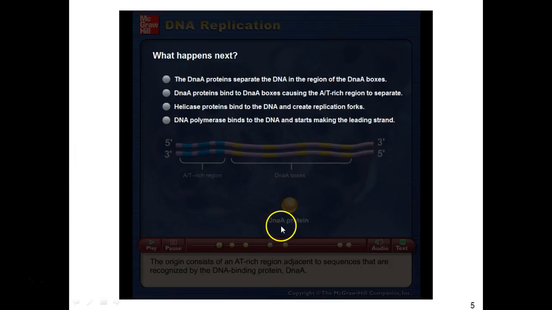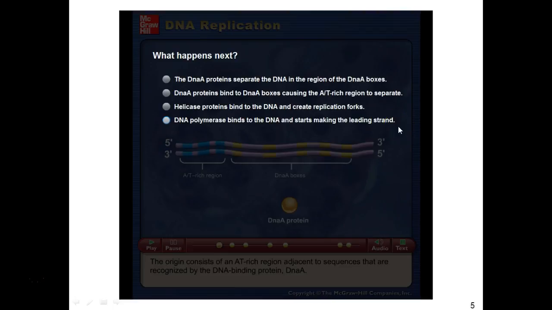We have DnaA protein. Do the DnaA proteins separate the DNA in the region of the DnaA boxes? The DnaA proteins bind to the DnaA boxes, causing the AT-rich region to separate. Helicase proteins bind to the DNA and create replication forks, or DNA polymerase binds to the DNA and starts making the leading strand.